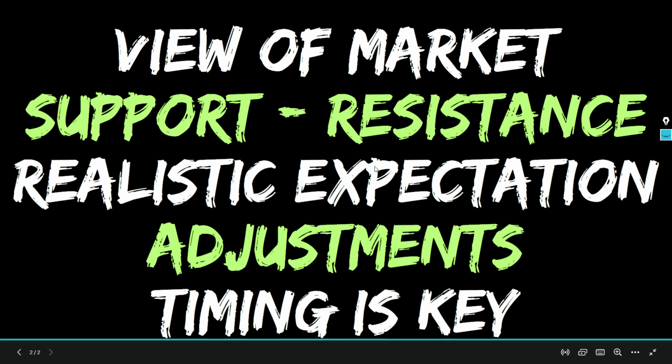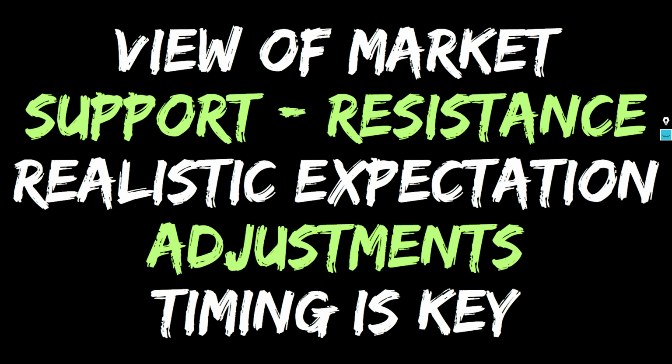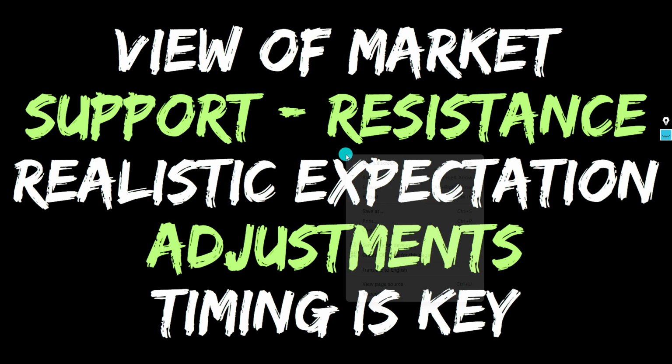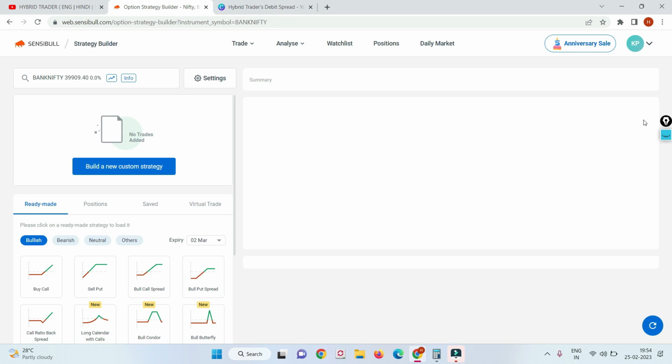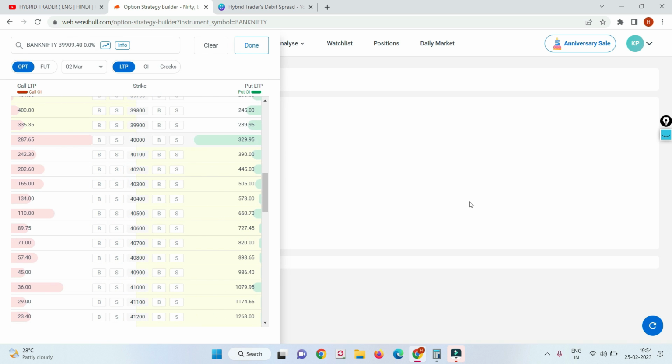You have to do the adjustments, and along with that, the timing of the adjustment is the key. All right guys, so let me exit this, and I'll take you to Sensibull. Let's say we are planning to deploy a debit spread.